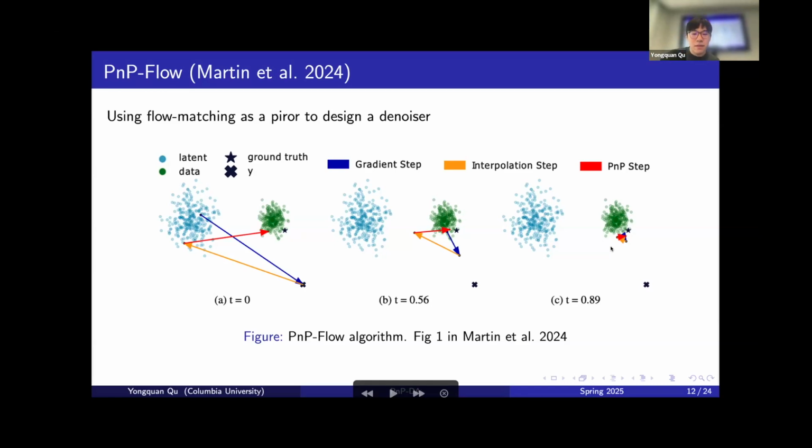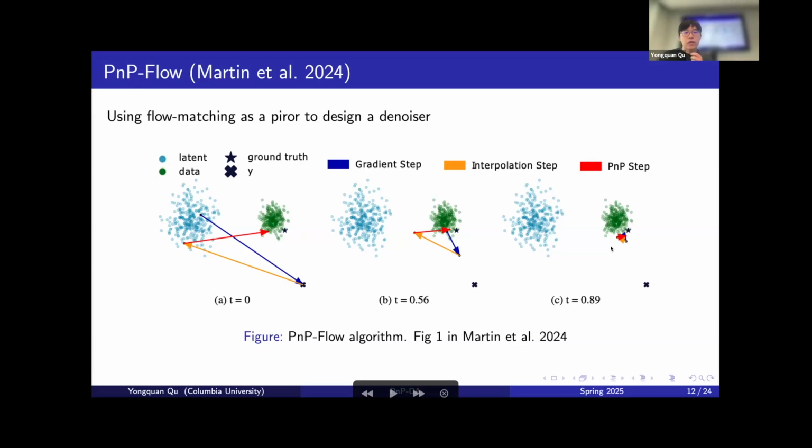Yeah. But the similar idea of this interpolation step is used in several papers, like the gradient-free paper to enforce constraints. They also use this interpolation just to map it back to the probability path.